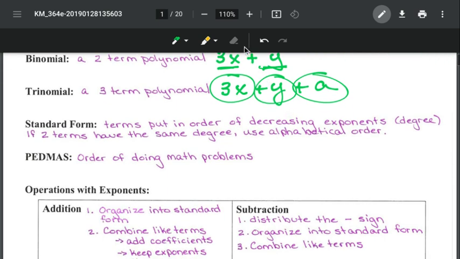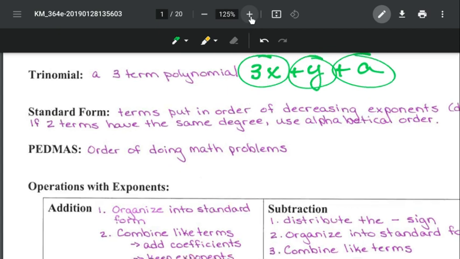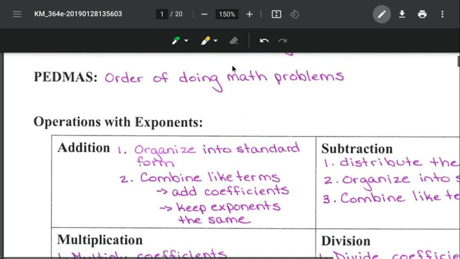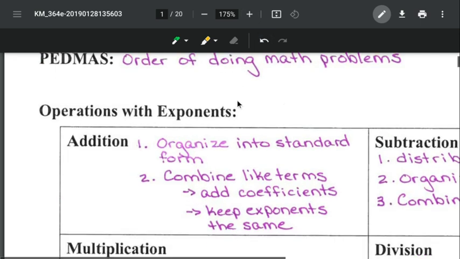Right now we're working on operations with exponents. Today we're going to do adding and subtracting. So in your little box on page 1, I'm going to zoom in and I want you to fill out addition. Now, as this is your cheat sheet, as you learn this, you can fill more information out. So for addition, what we're going to do, organize the problem into standard form, and then we're going to combine like terms.